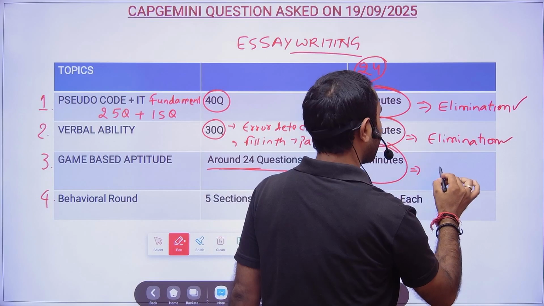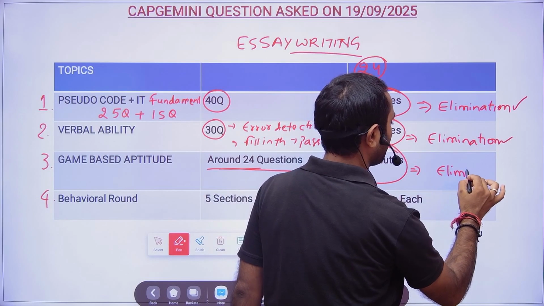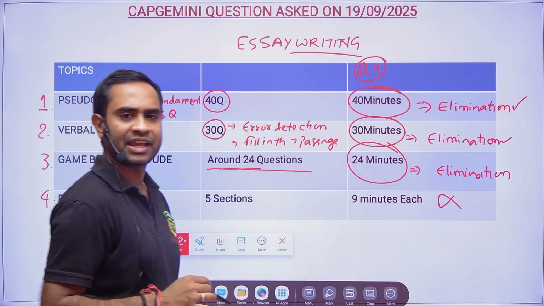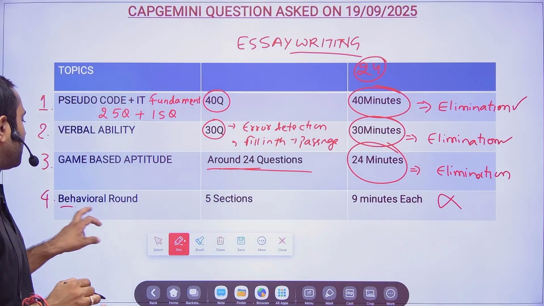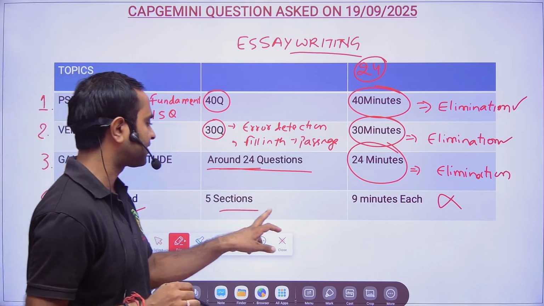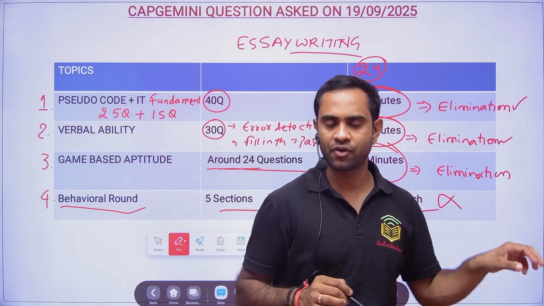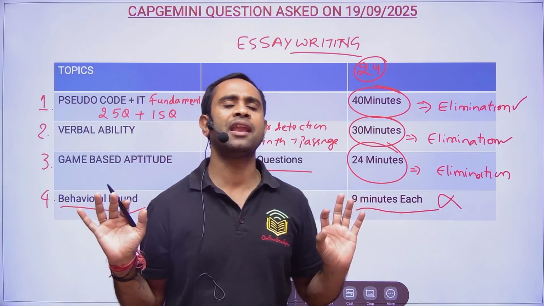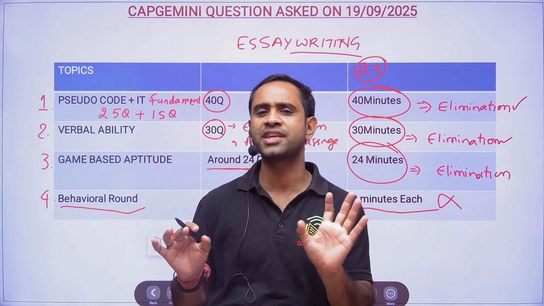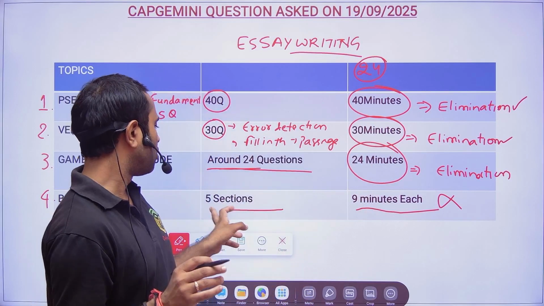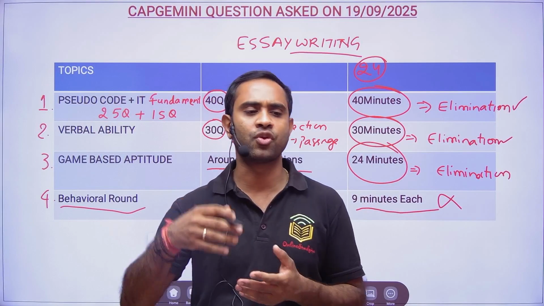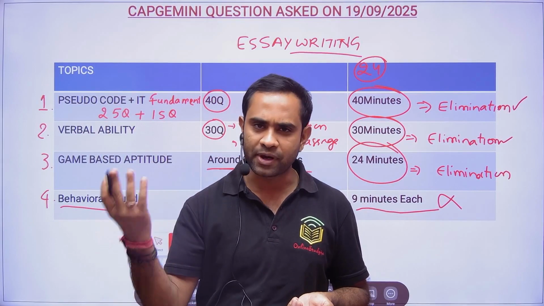Game based is also an elimination round, and only the behavioral test or psychometric test is not an elimination round. In the behavioral round, there are 5 sections of 9 minutes each. Almost 45 minutes they will give you, and there will be n number of questions; the number of questions is not actually given. The behavioral test is nothing but your personality test. Do you want to work in a team? Do you want to work as a lead?